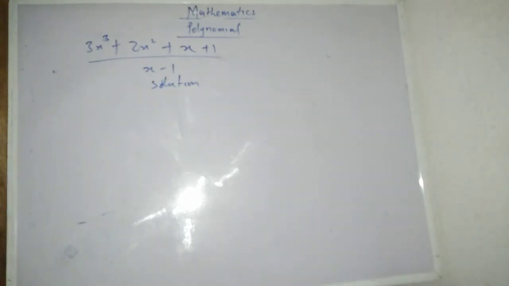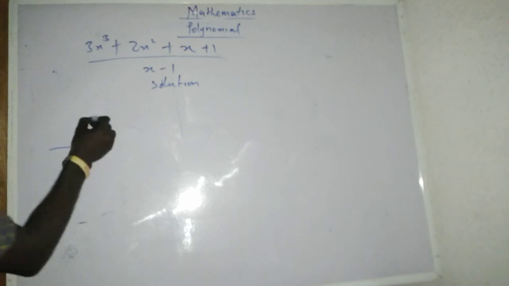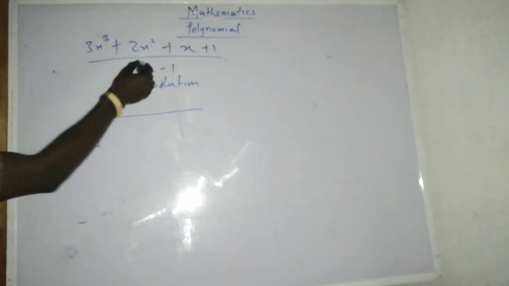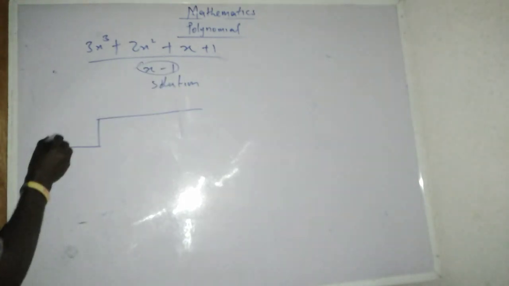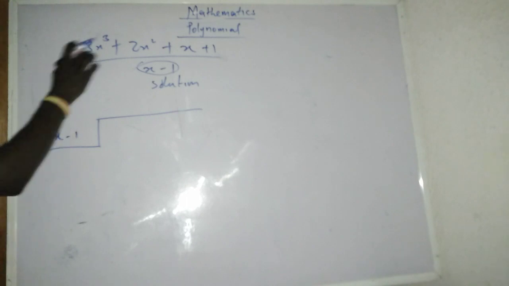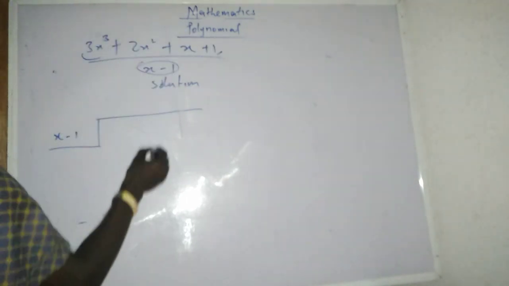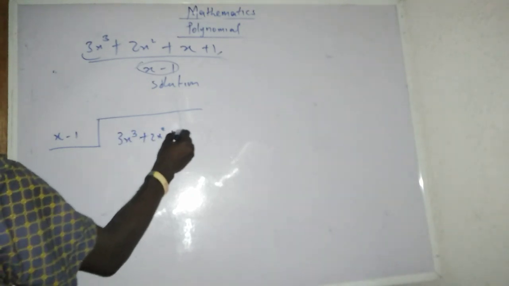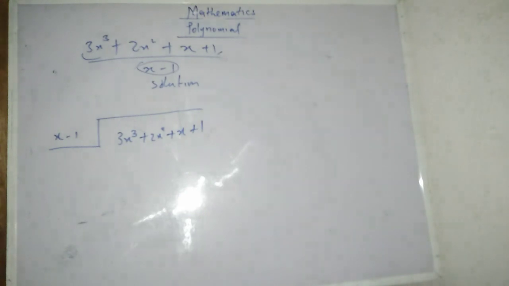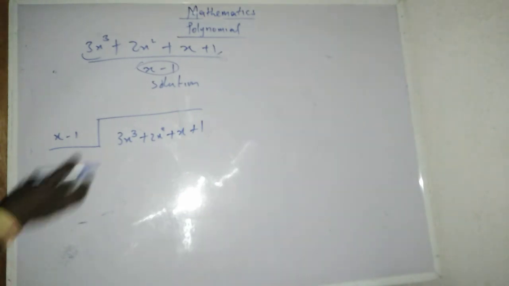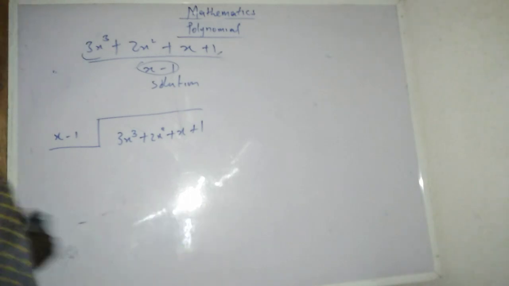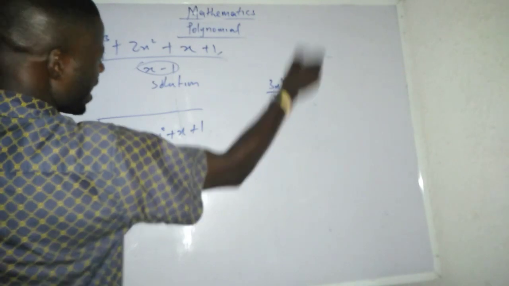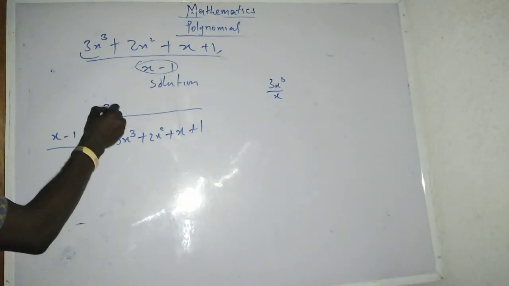I want to use long division. Now, how do I use my long division? I will have something like this, back to our primary school, our normal level. This is called what? Divisor. My divisor. This is called dividend, which is 3x cubed plus 2x squared plus x plus 1. Now, since I have this, I need my what? Quotient and my remainder.